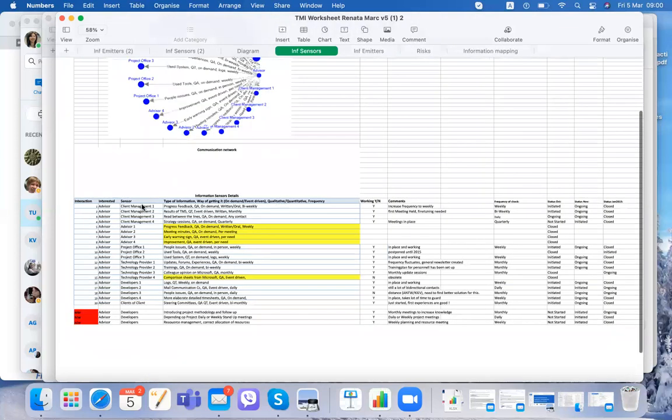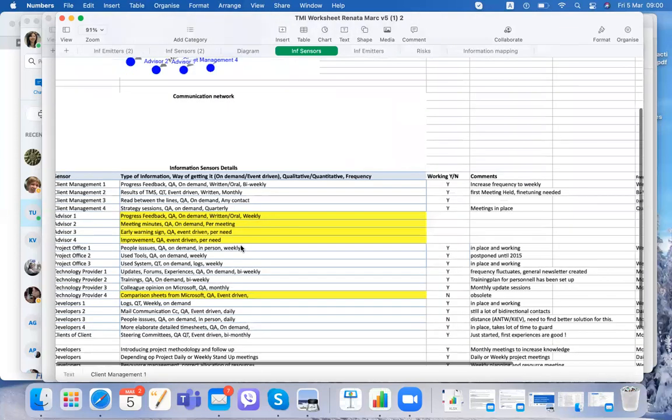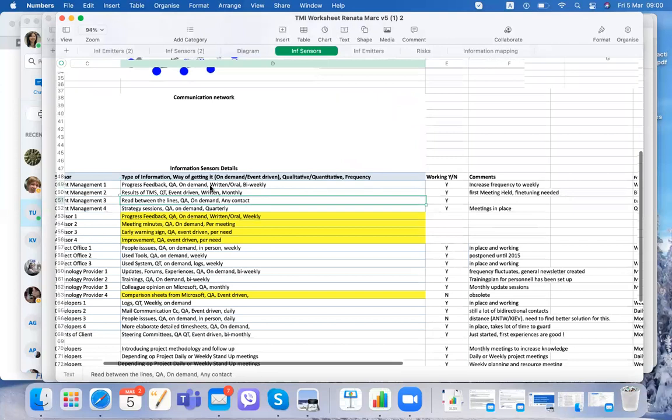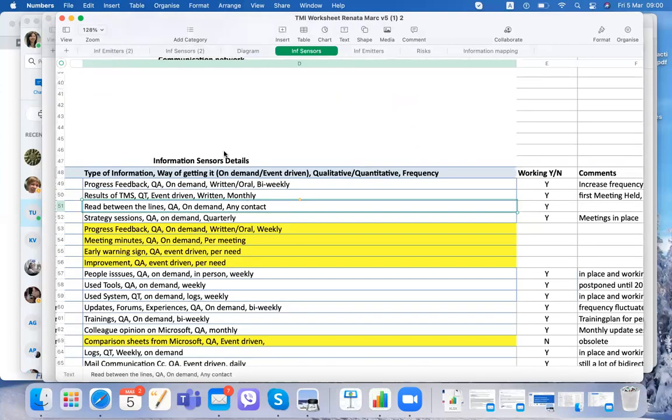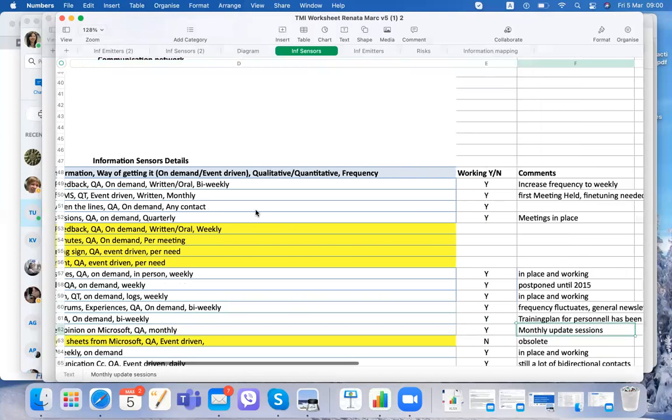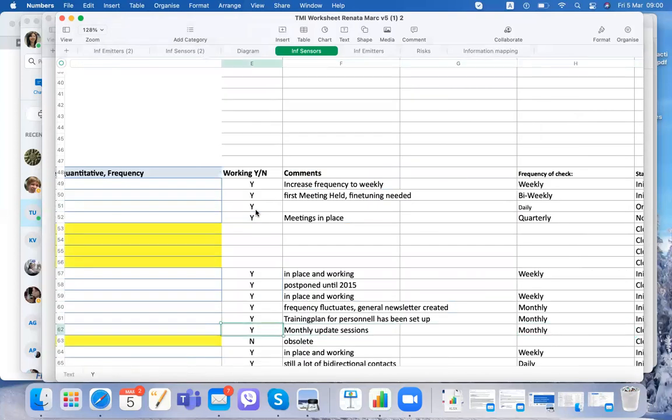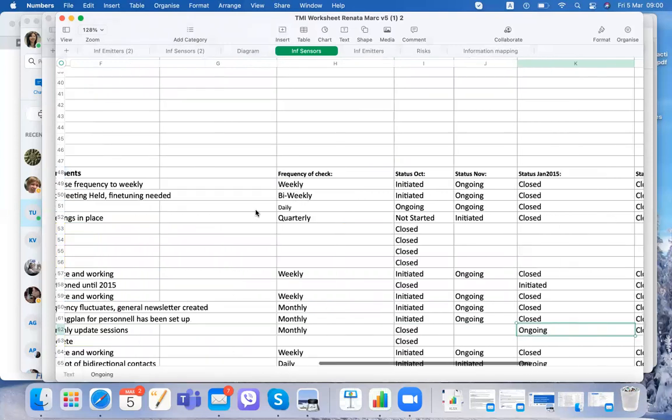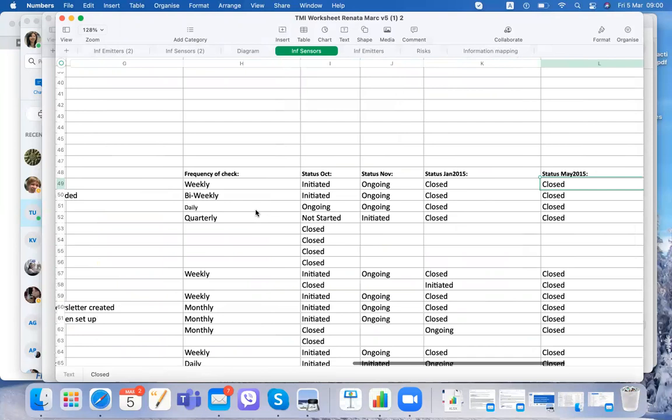The information sensors are, for example, for customer management, and it's what do we need to know? Progress, feedback, results. Read between the lines. Strategy sessions, meeting minutes, early warning signs, people issues, used tools, used systems, updates, trainings, etc. Whether this information sensor is working, what are my comments as a manager, what is the frequency to check this thing, the content of this thing, and what's the status in October, November, January, May.